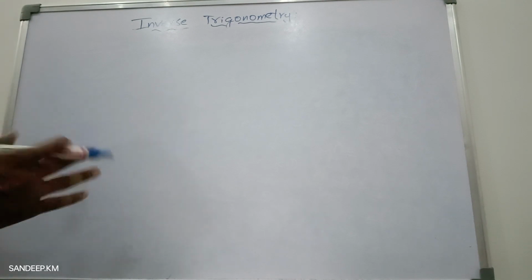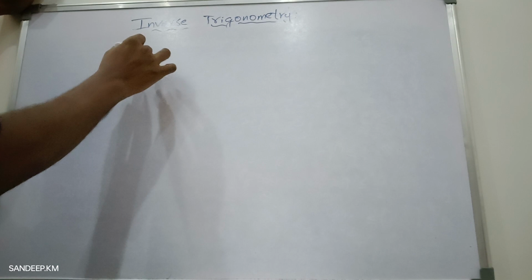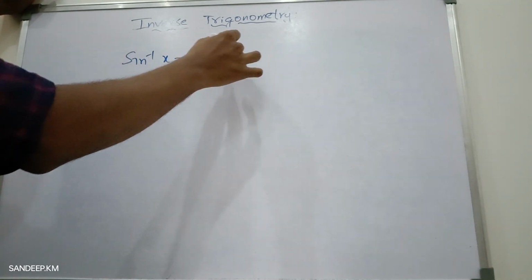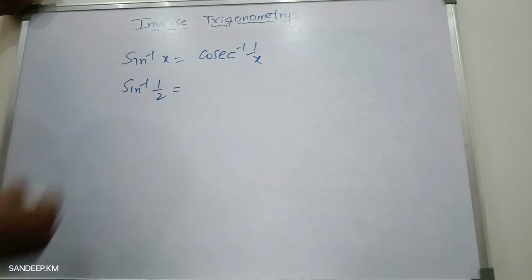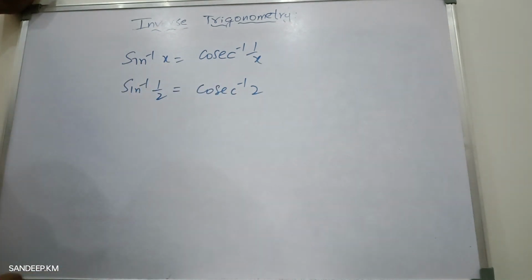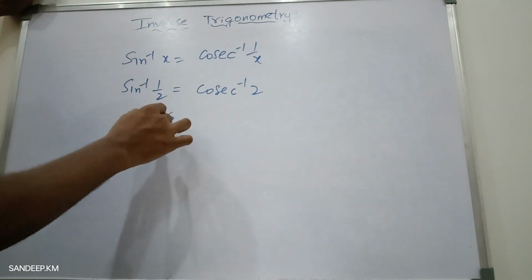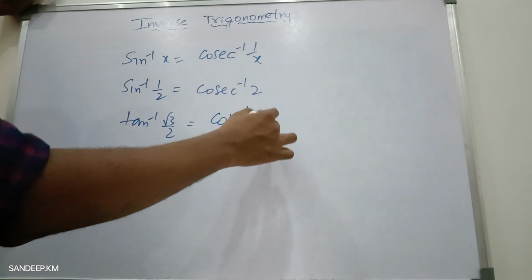Some basic applications of these properties in problems. How do we use it? Theorem number 3. It was about inverse trigonometric ratios of 1 by x. For example, we have seen that sin inverse of x is equal to cosec inverse of 1 by x. That is, what is sin inverse of 1 by 2? I can write it as cosec inverse of the reciprocal of it, that is 2. Similarly, tan inverse of root 3 by 2 can be written as cot inverse of 2 by root 3.